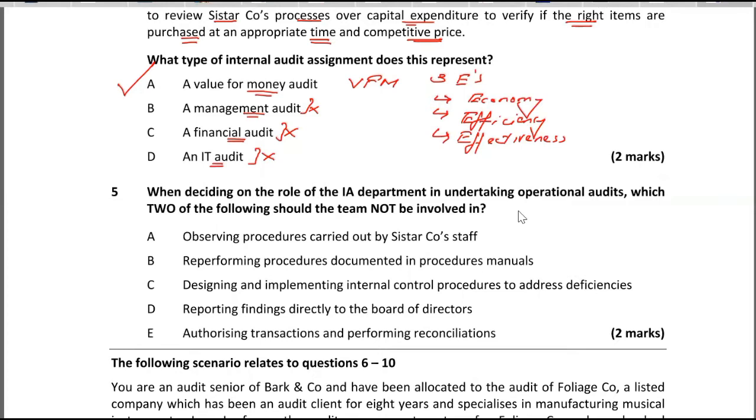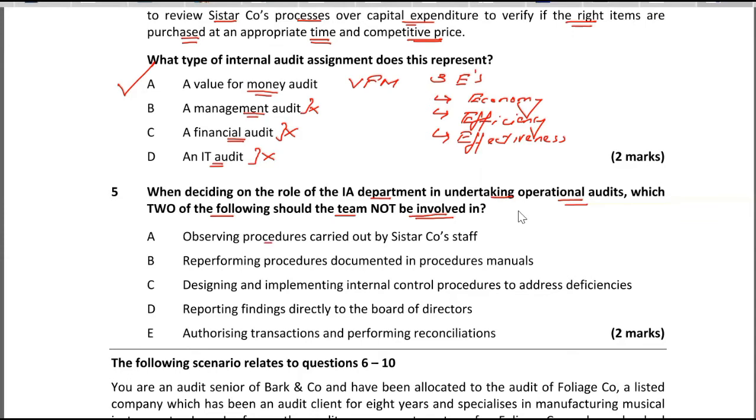When deciding on the role of the internal audit department in undertaking operational audits, which two of the following should the team not be involved in? Now, operational audits means audit of the operations, audit of the entity's ongoing operations. So they are doing the operational audits and saying which two of the following should the team not be involved in, not part of the internal audit team. Which two of the following should the team not be involved in? All right.